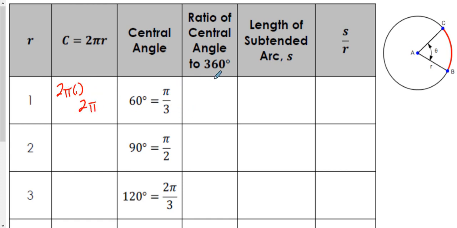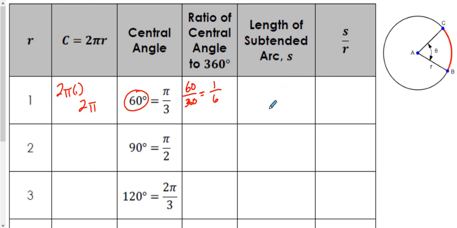Then we're going to take the ratio of the central angle to 360 degrees. The ratio of the central angle to 360 degrees is 60 out of 360. So this value over 360, and we find out that that is 1/6.